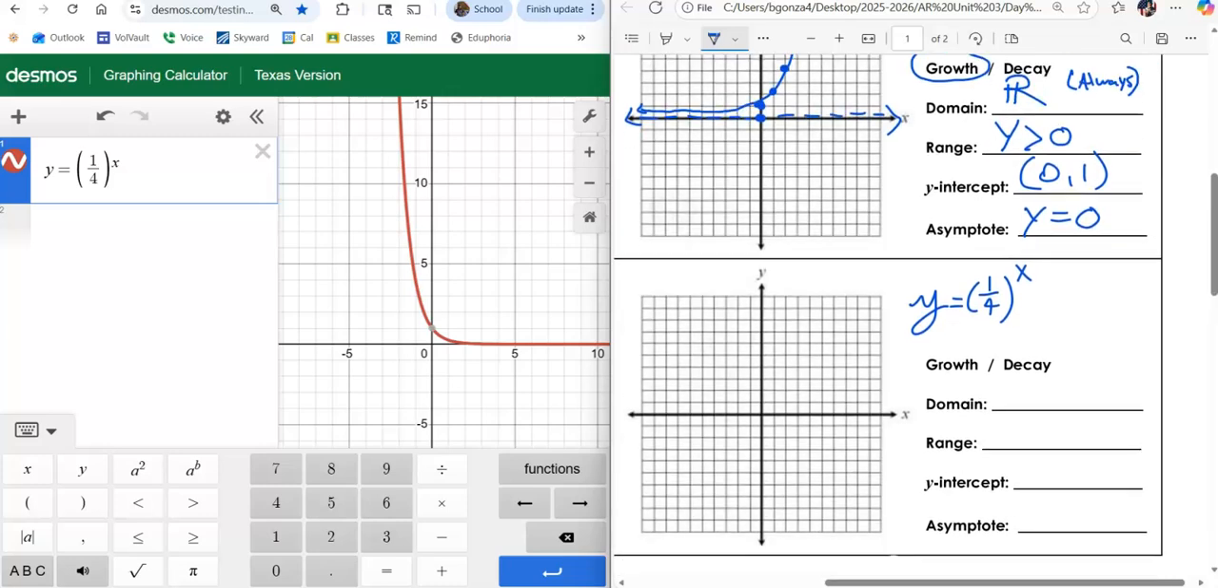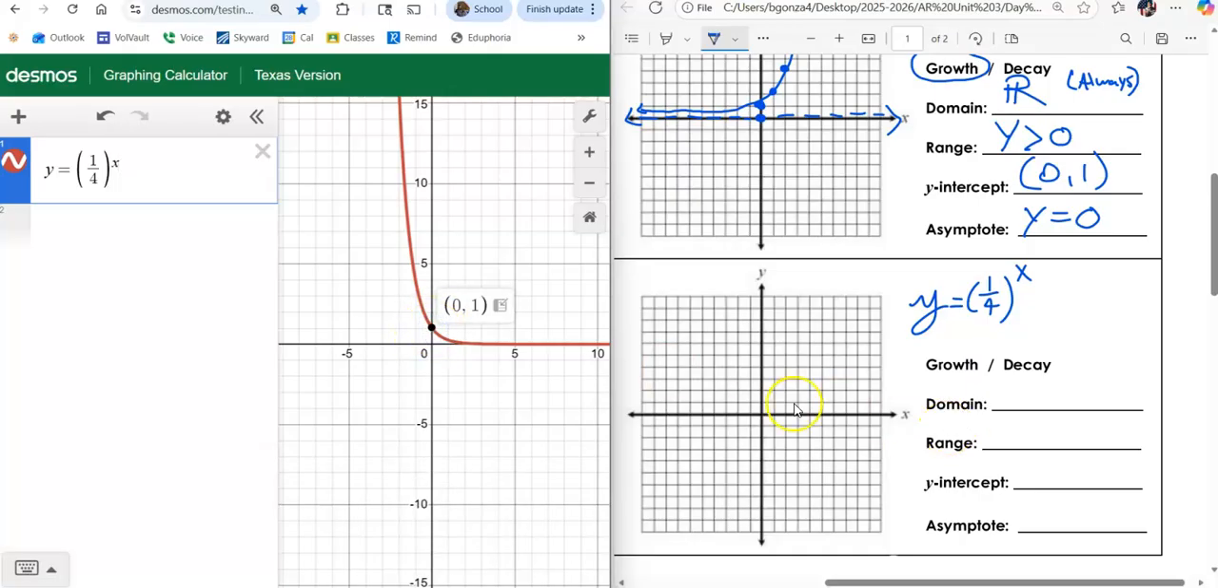All right, now, when I graphed it, what's my y-intercept? 0, 1. Click. So y-intercept is 0, 1. I know the domain is all real numbers.